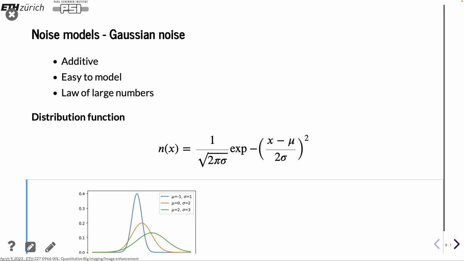And looking at the Gaussian noise, you probably have seen it a couple of times already, the distribution of it in your math and statistics classes. So what we have is we have an average value, and that describes the intensity. And then we have a standard deviation, which describes the width of this.